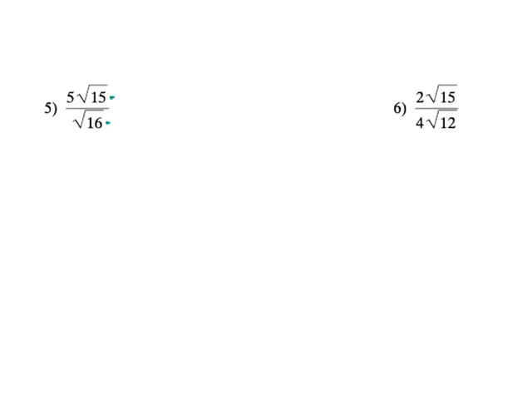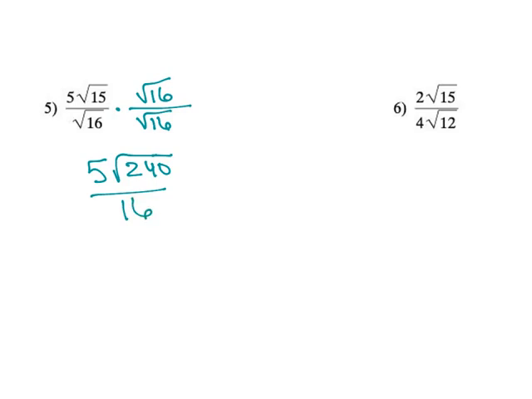So the 15 and the 16, there's nothing you can do there. You can't go ahead and divide into it or whatever. So we have to rationalize the denominator, which means we have to multiply top and bottom by whatever that radical is on the bottom. So that gives us 5 radical, I don't know, what is 15 times 16? 240. And then 16 on the bottom.